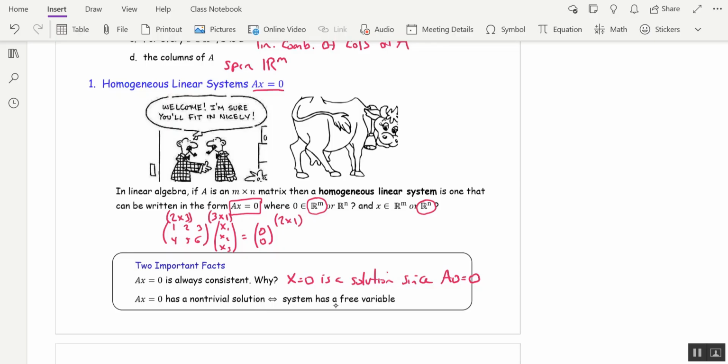So we have a non-trivial solution, meaning at least one entry is not 0, if and only if the system has at least one free variable. And that's because if there are no free variables, then the unique solution is the trivial solution, X equals 0.